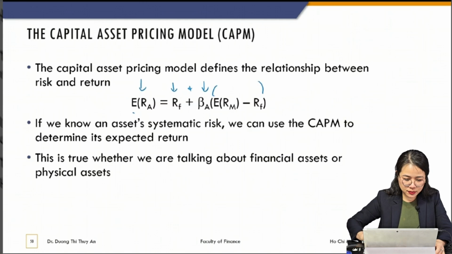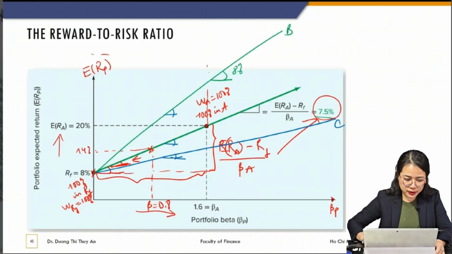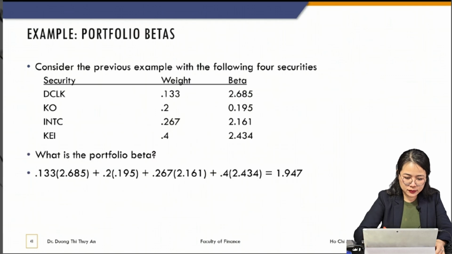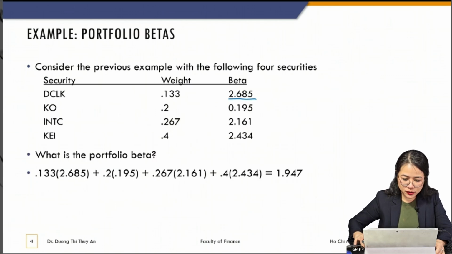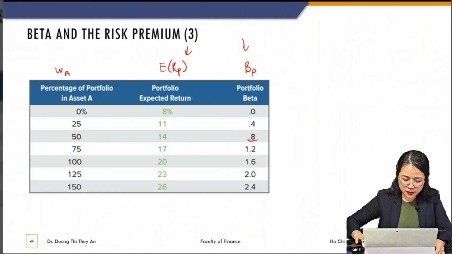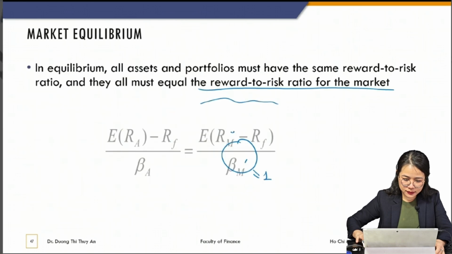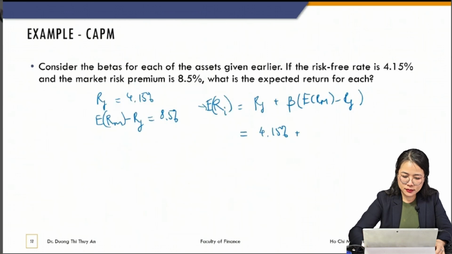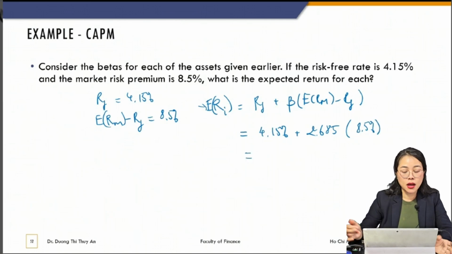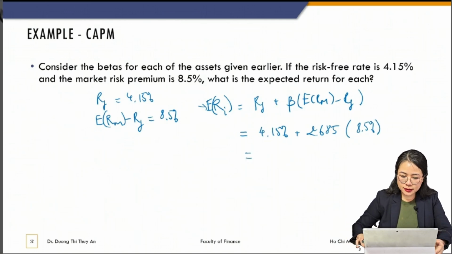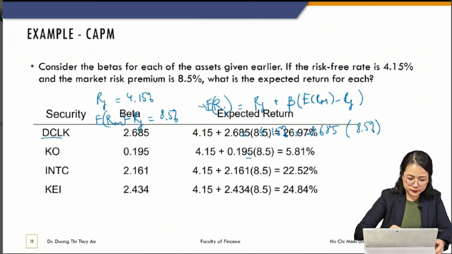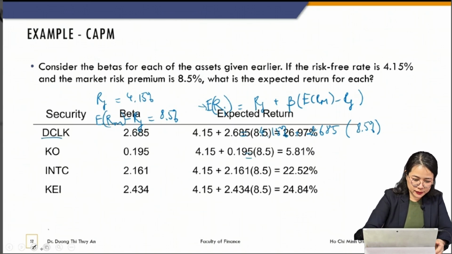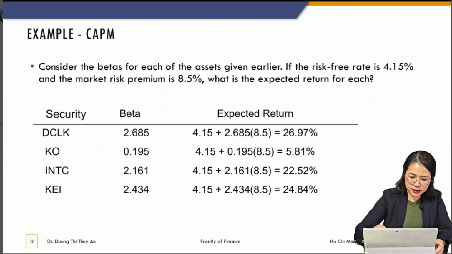For each asset, for example, here we have one example. The beta for DCLK is 26, and the market risk premium is 0.5%. So you can calculate the expected return of this stock.